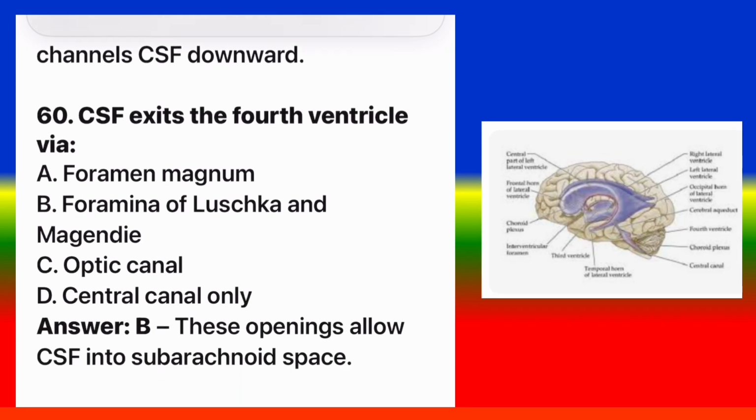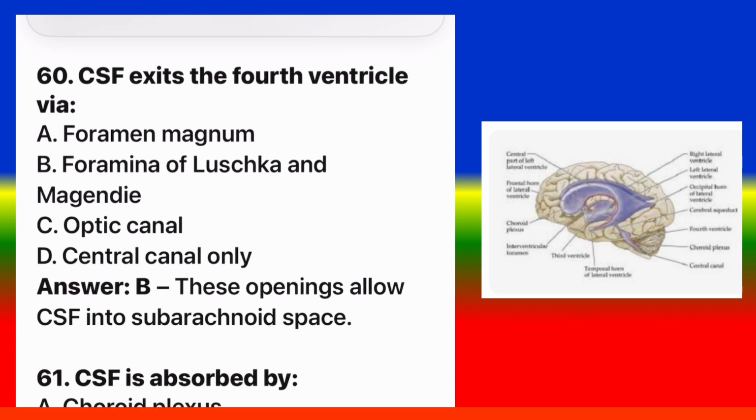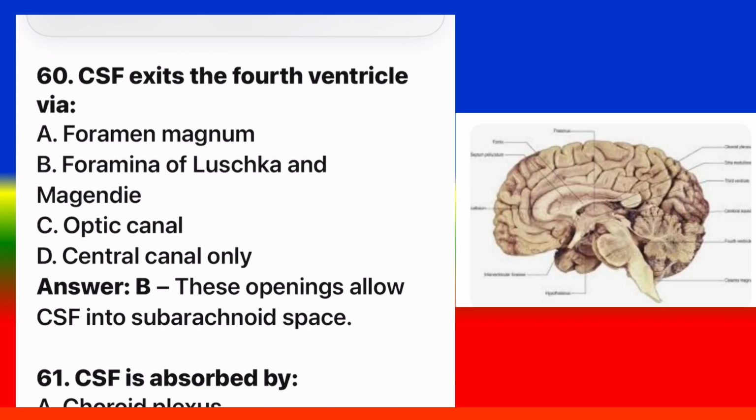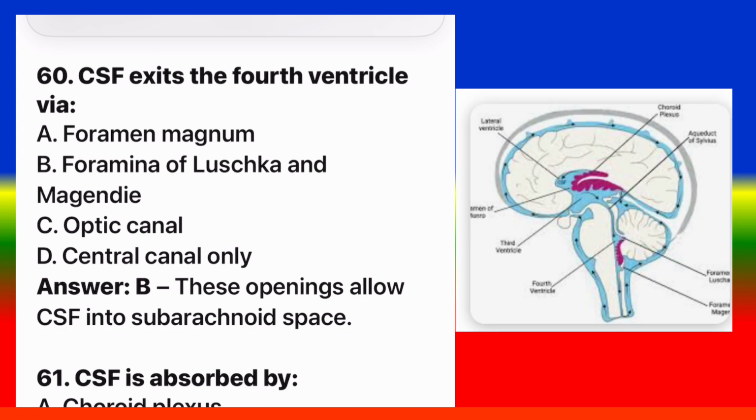60. CSF exits the fourth ventricle via A. Foramen magnum, B. Foramina of Luschka and Magendie, C. Optic canal, D. Central canal only. Answer B. These openings allow CSF into subarachnoid space.